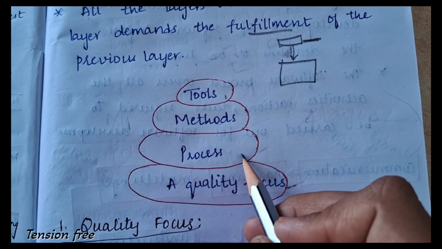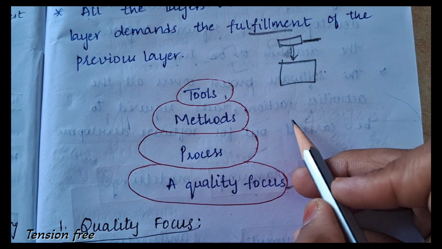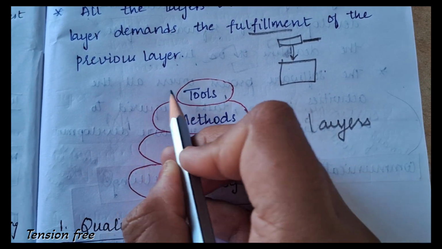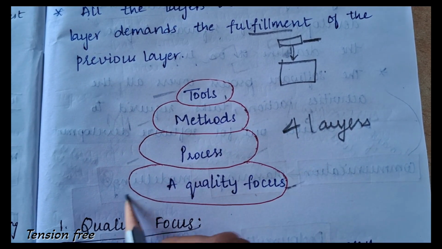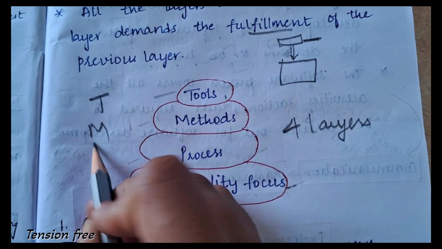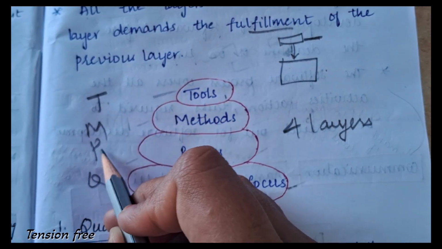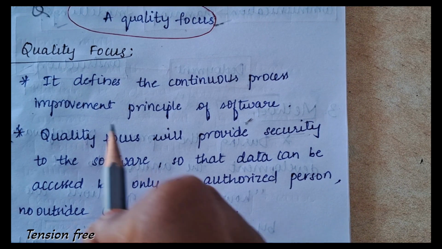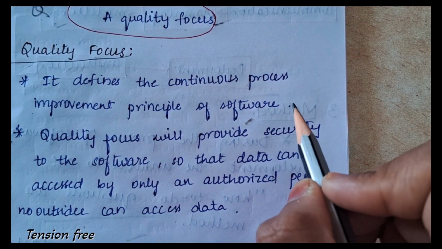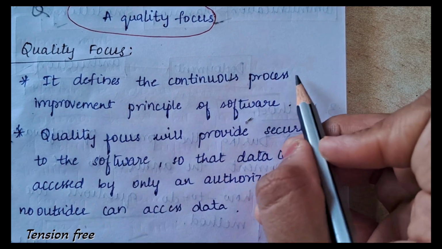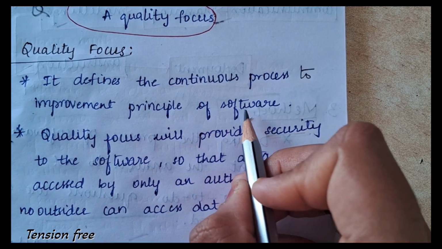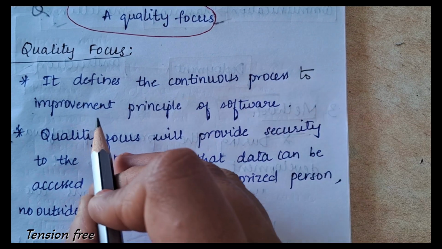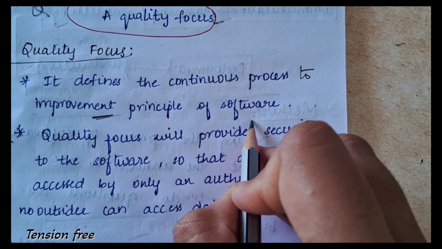Getting into the layers, there are 4 types of layers in this. The first one is tools, methods, process, quality, that is TMPQ. Quality focus defines the continuous process for the improvement of the principles of software.